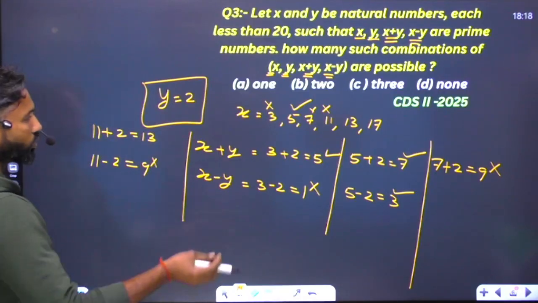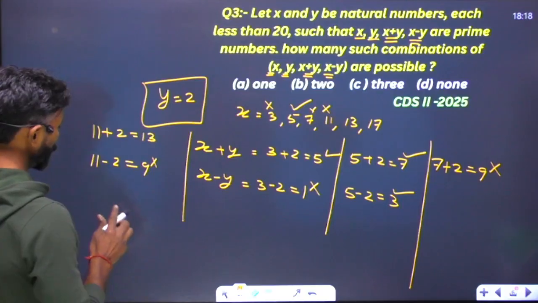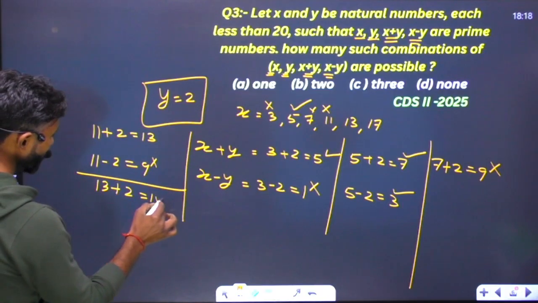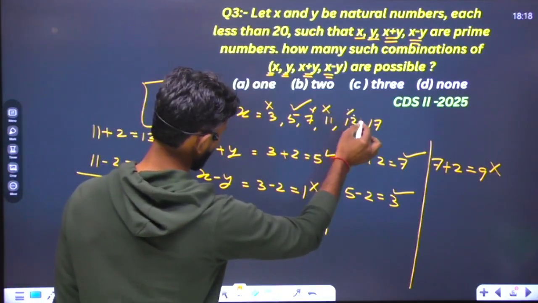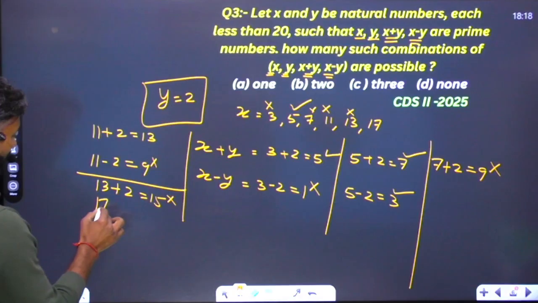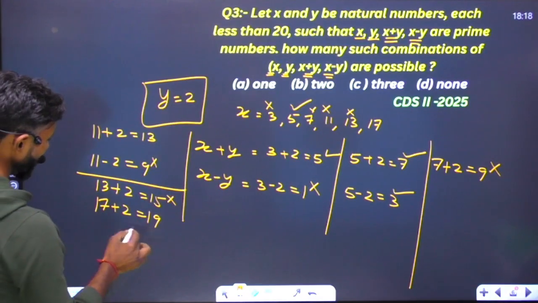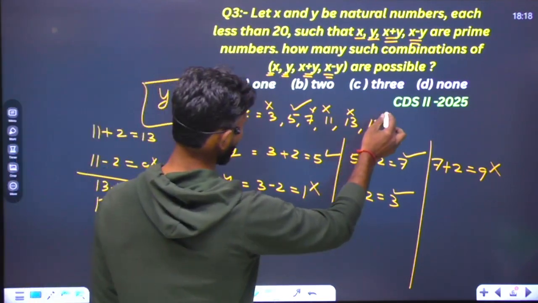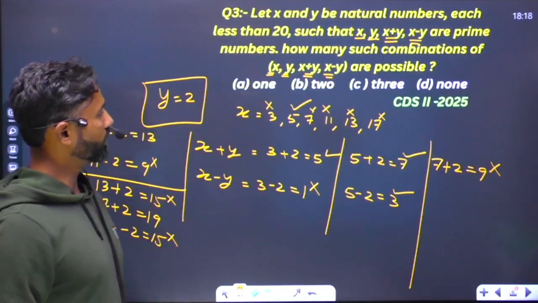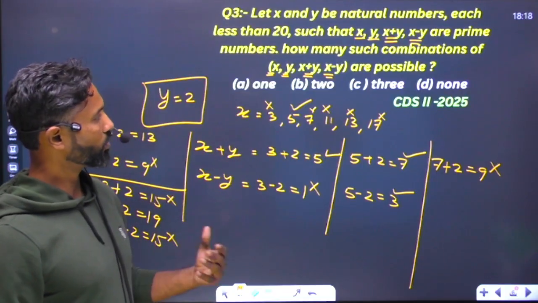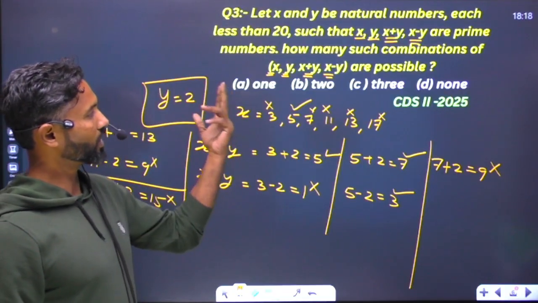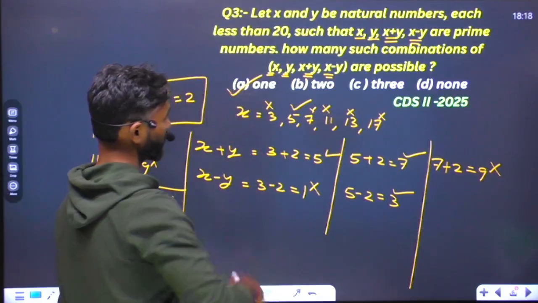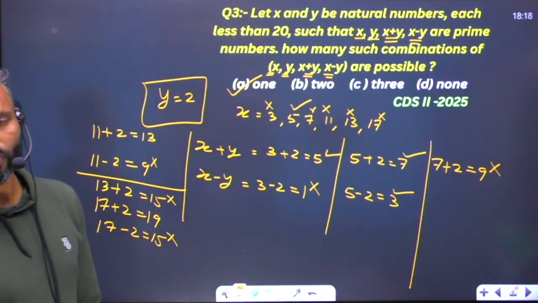Now we are going to apply the conditions on 13. So 13 plus 2 is 15, it's not prime, so 13 cannot be considered in this combination. Now 17 plus 2 equals 19, good. 17 minus 2 is 15, this is not prime, so it will not be considered in this combination. Okay, so there is only one combination possible where x, y, x plus y, x minus y can be a combination of primes. So option 1 is the answer. Option 1 is the answer.